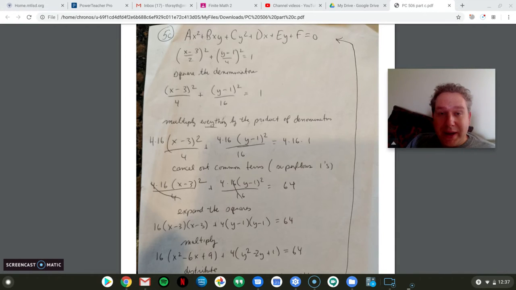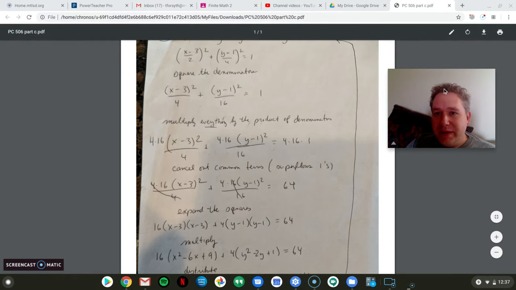Hey guys, so I asked you yesterday to look at 5 and 6 from page 506, just part A and B. And on this post, I have my answer to number 5. So check that and look at that and let me know if you agree or have any questions about that.